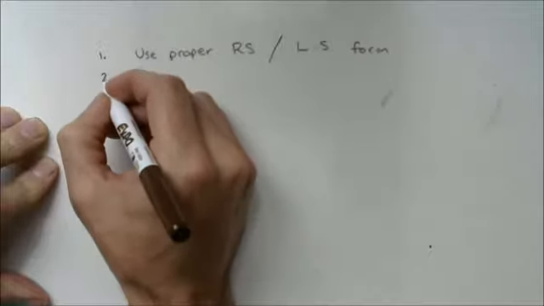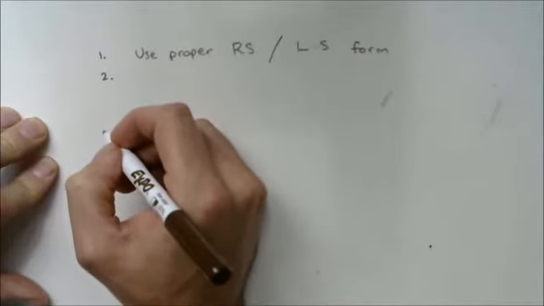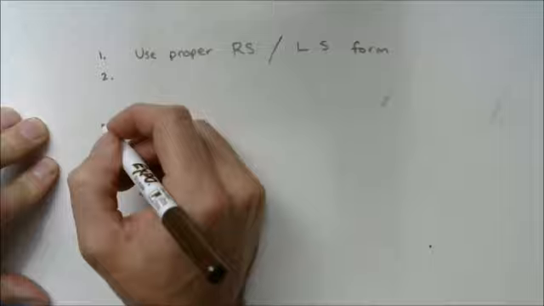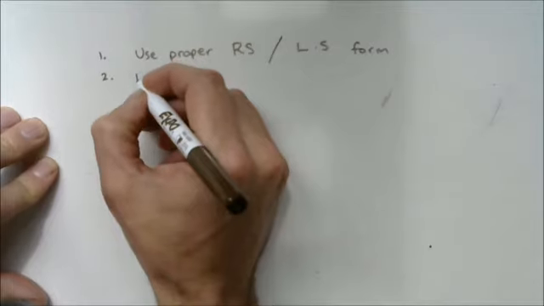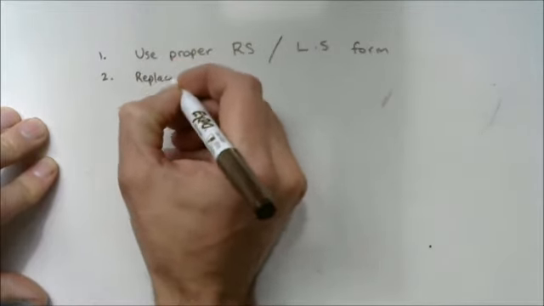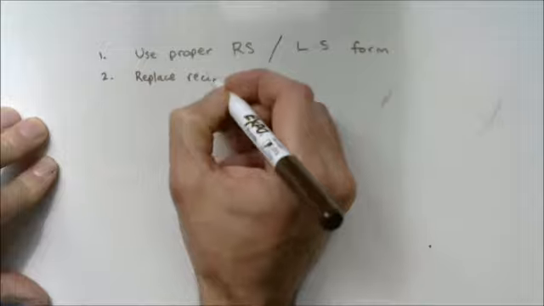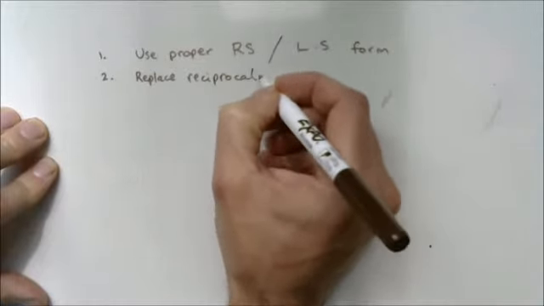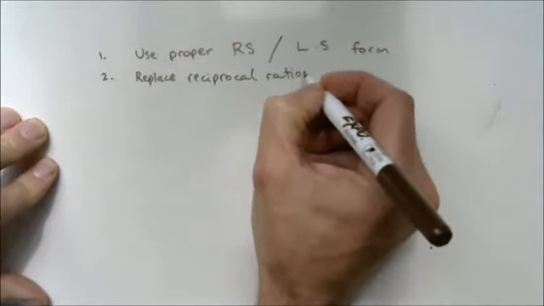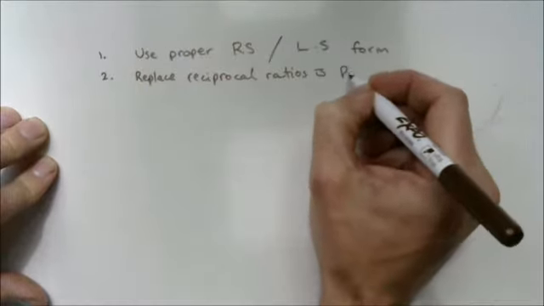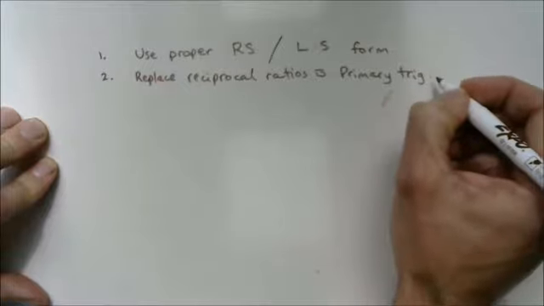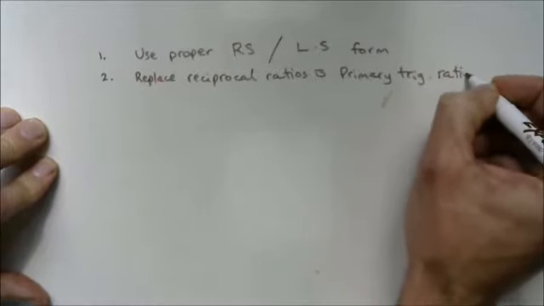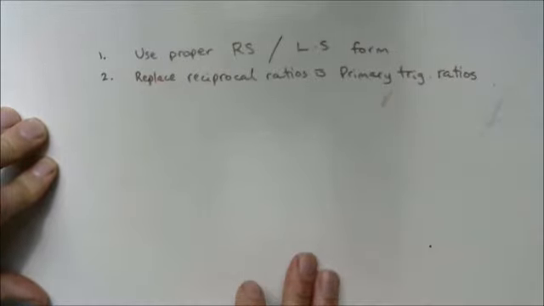Then we're going to look at our strategies for actually proving things. The first thing that we're going to look for is reciprocal ratios, and we're going to replace them with primary trig ratios. That would be applying that reciprocal identity.